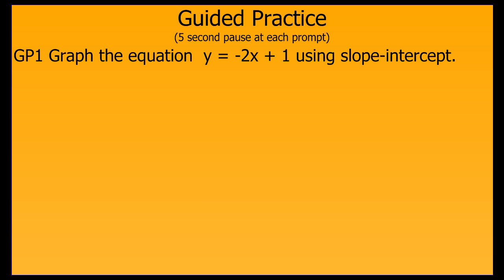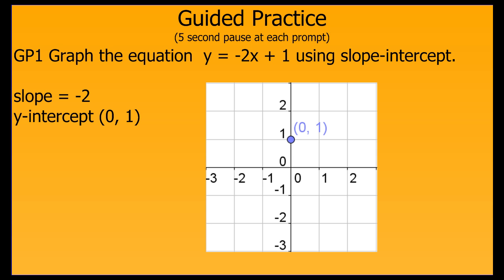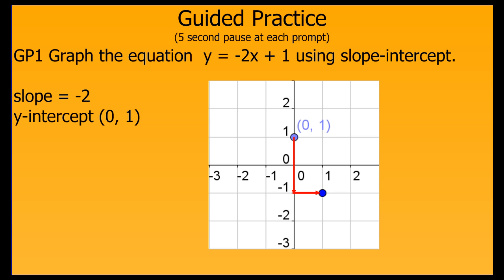What we're trying to do is graph the equation using slope-intercept. Your next question is, is the equation in the correct form to do this? Yes, the equation is in slope-intercept form. Now what do we do? We identify and note our slope and our y-intercept. Now what? Next, we plot our y-intercept. What's our next step? We use our slope, in this case negative 2, to find our next point.